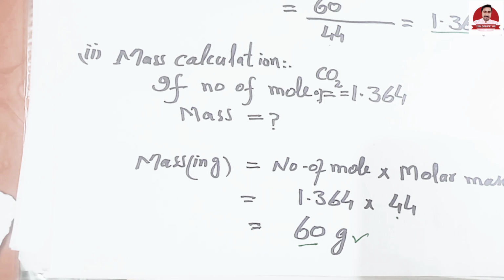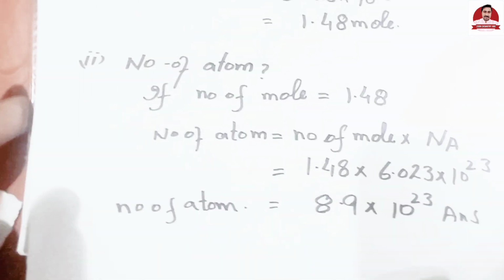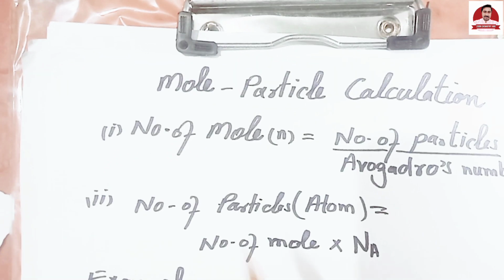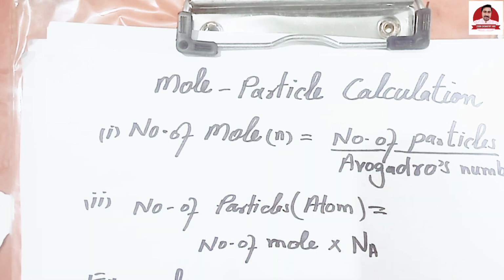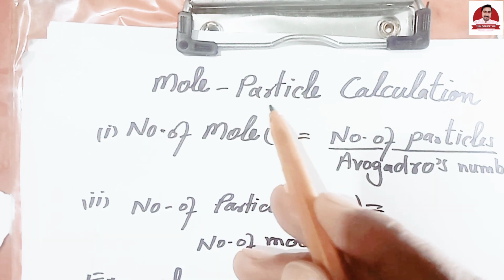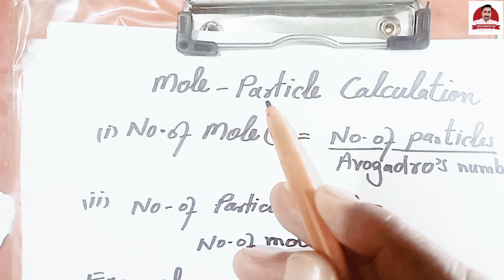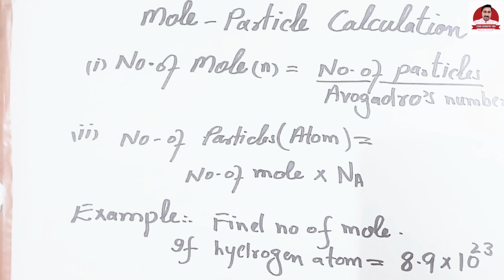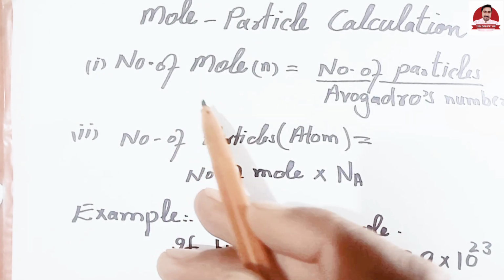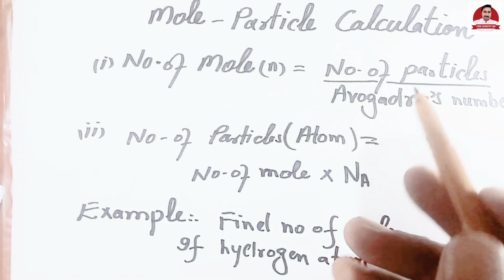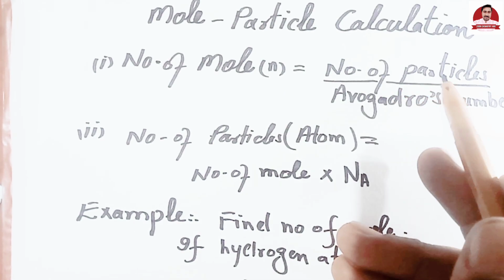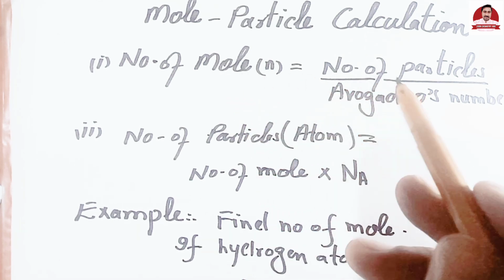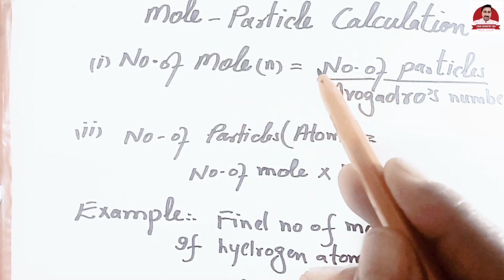Next, we will discuss mole particle calculation. The particle means atoms or molecules. So we can calculate the number of moles if we have the number of particles, or the number of atoms or number of molecules. By this formula we can calculate the number of moles.